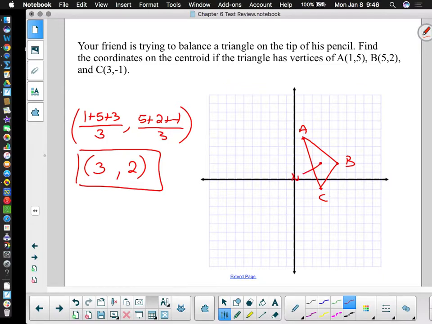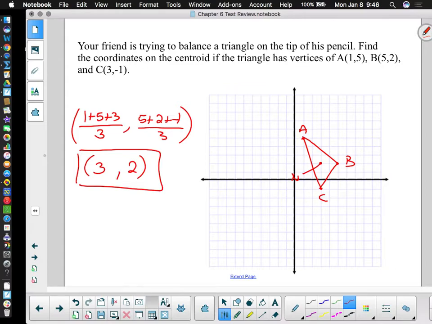Call that N for centroid. Okay? That makes sense, doesn't it? It's inside the triangle. It's right where we think it should be, isn't it? It's a reasonable spot for it. It's not outside the triangle. If you came up with a point that's outside the triangle, you've made a mistake.